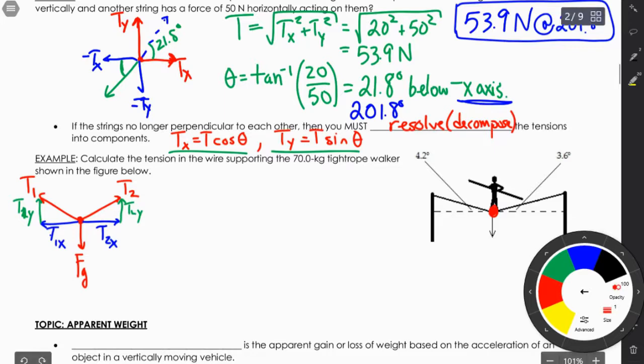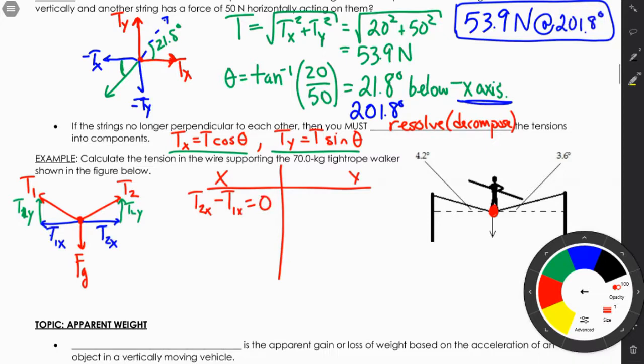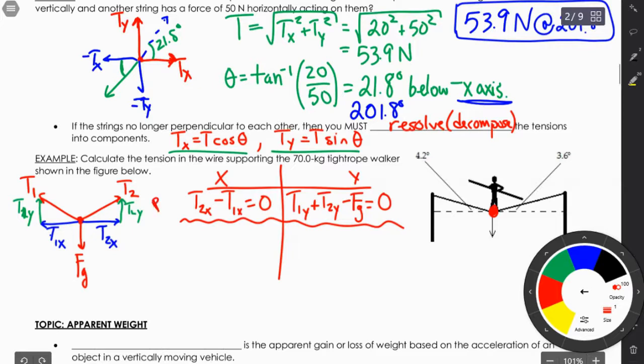And so if I do my T chart, I'm going to do T2X minus T1X equals 0, because we're balancing the tightrope walker. And in the Y direction, I have T1Y plus T2Y minus the walker's weight, and it's going to be balanced. So this is where I like to do this, because this is where physics ends and where math starts, right? After you sum the forces, the solve step is now just algebra, okay?